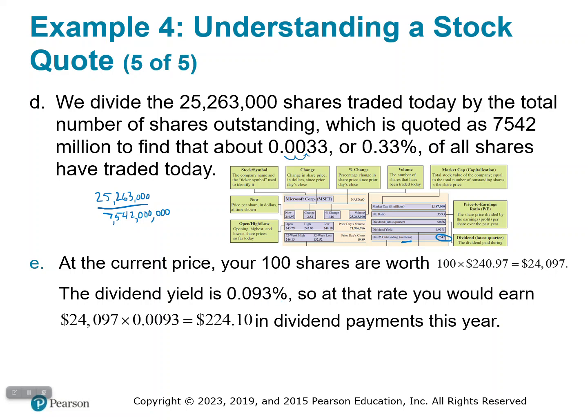The dividend yield is 0. That's not true. That 0 is not there. 0.93%. So that you would earn. All right, let's see if they did this math correctly. I didn't catch that the first time. It moves twice.